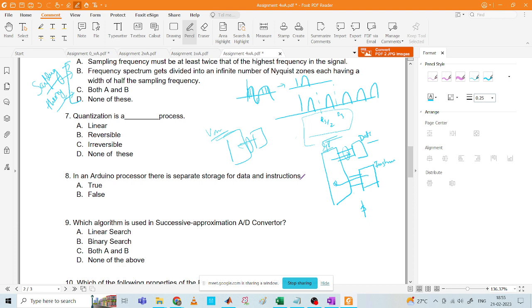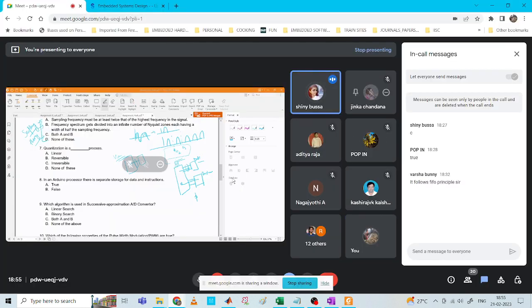Anyone? Binary search, sir. Yes, binary search, but can you tell me the reason? You are right, absolutely right. Can you tell me the reason? Just think. I just remember successive approximation. Basically, it's on the order of n.